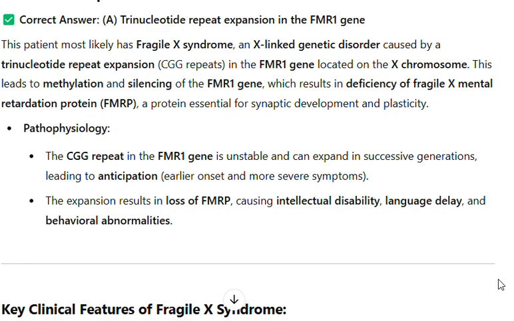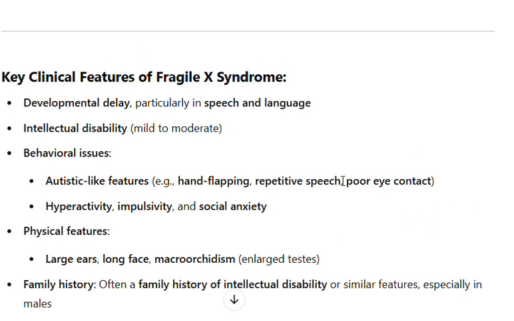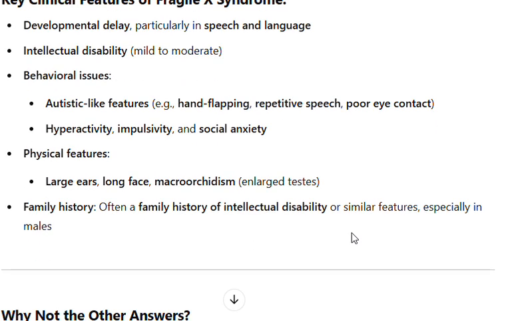Key clinical features of Fragile X syndrome: developmental delay, particularly in speech and language; intellectual disability, mild to moderate; behavioral issues, autistic-like features, e.g., hand flapping, repetitive speech, poor eye contact; hyperactivity, impulsivity, and social anxiety; physical features, large ears, long face, macroorchidism, enlarged testes; family history, often a family history of intellectual disability or similar features, especially in males.